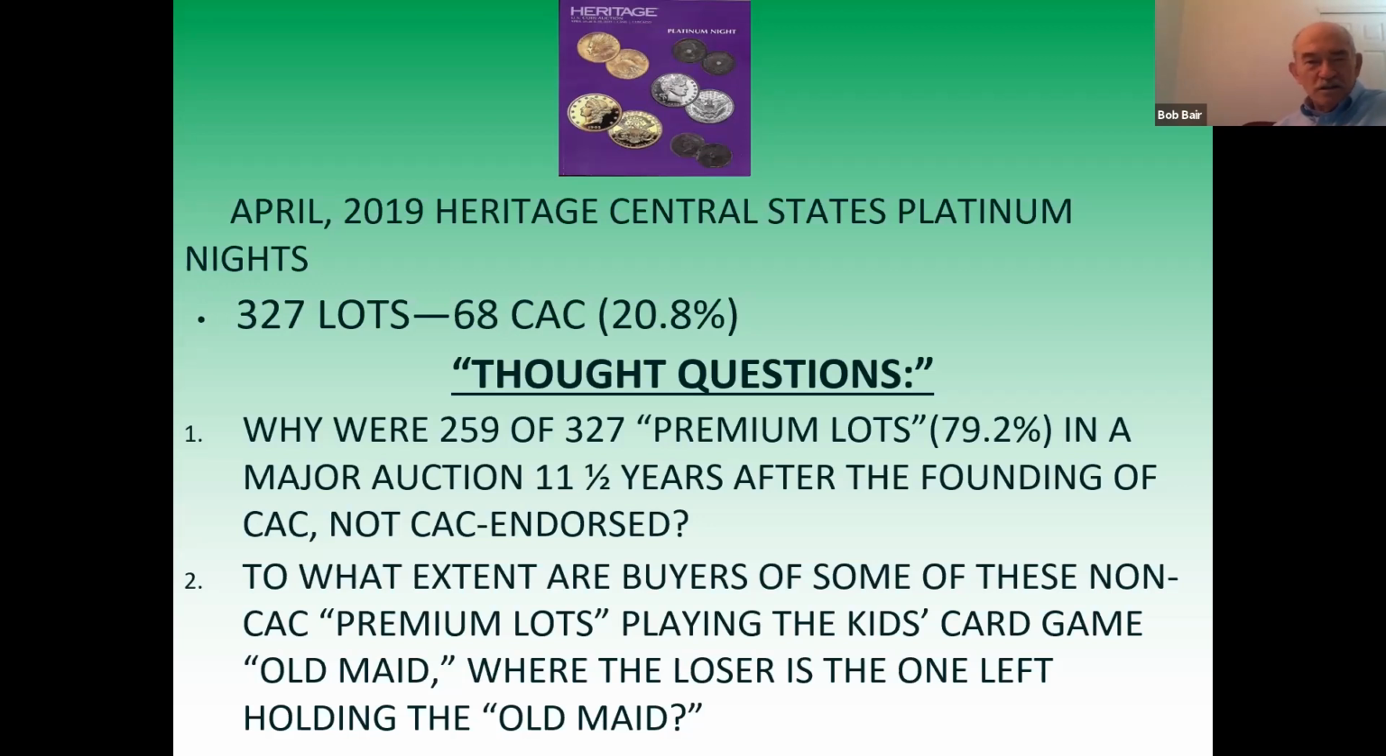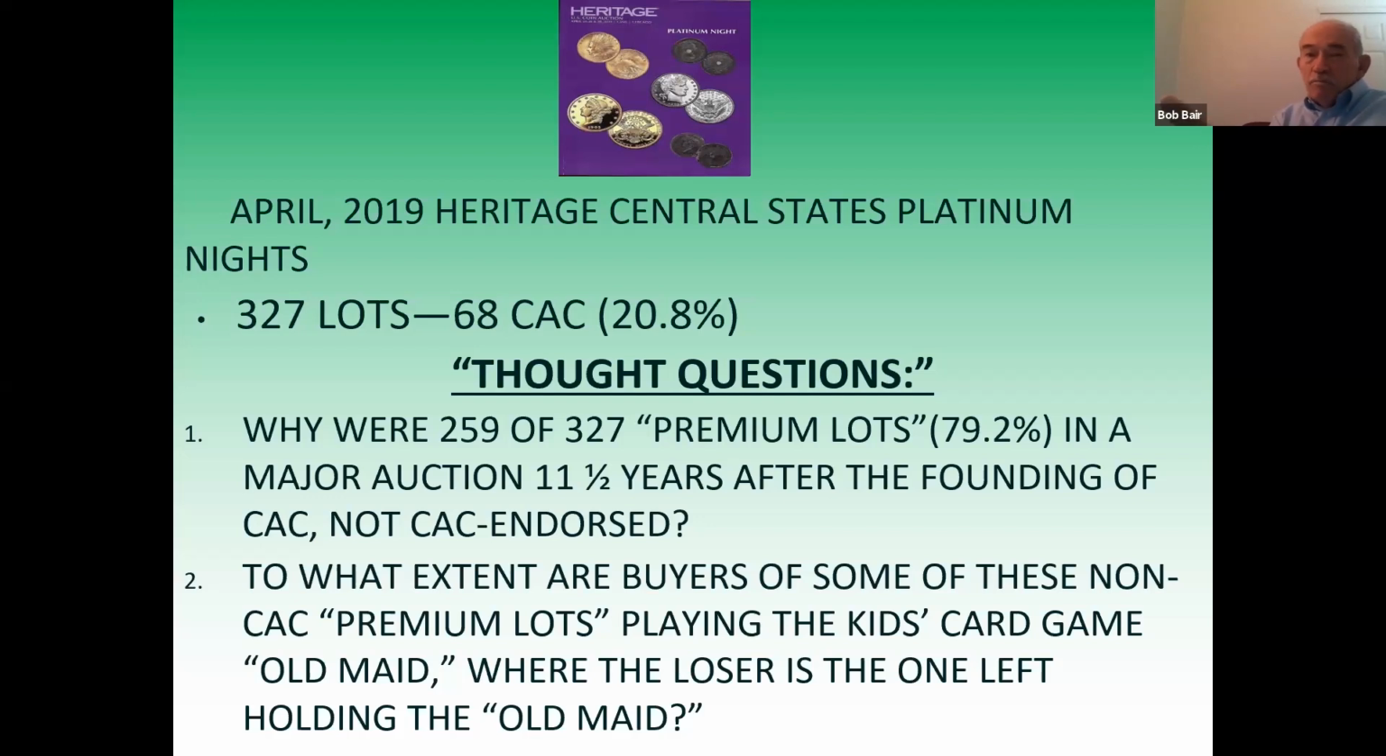Some thought questions. Teachers like to ask thought questions, don't they? Well, all right, why were 259 out of 327 premium lots, the Platinum Night auctions are big deals with high-powered, high-priced coins, not CAC endorsed? That's 79.2% in a major auction 11 and a half years after CAC was founded. Now I started thinking about the little kids' card game, the Old Maid, the losers, whoever ends up holding the Old Maid.